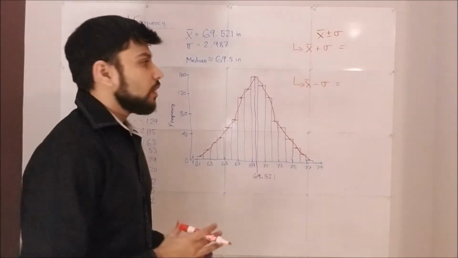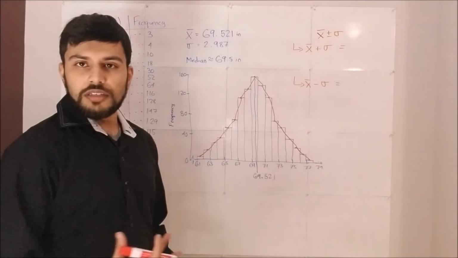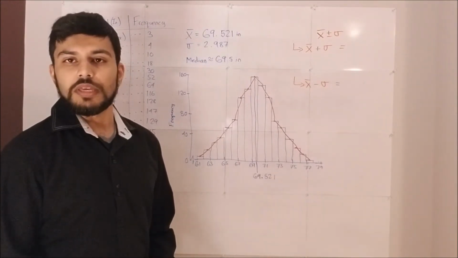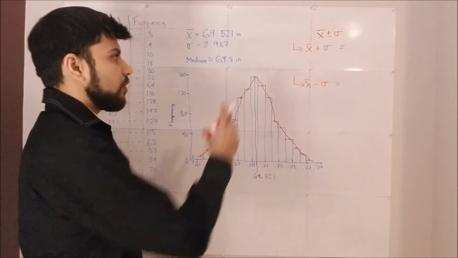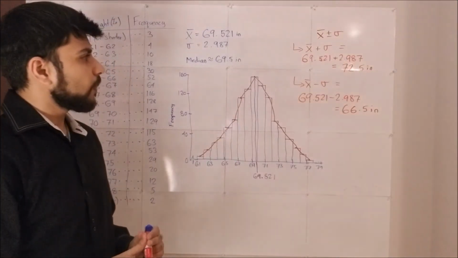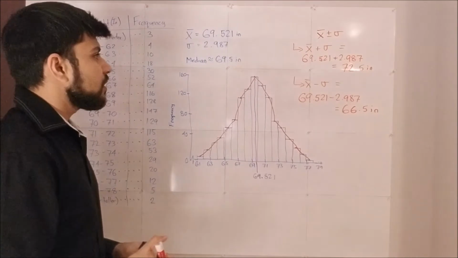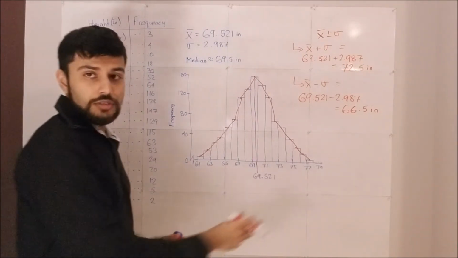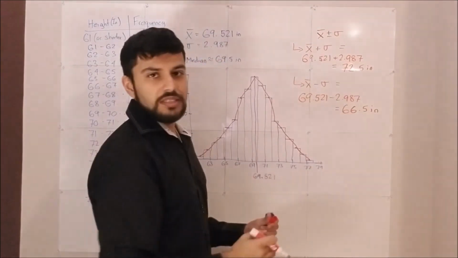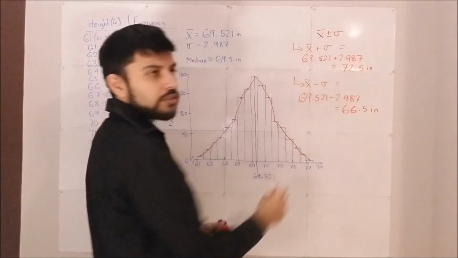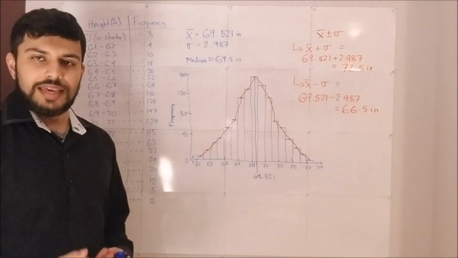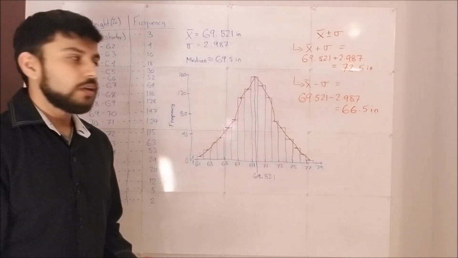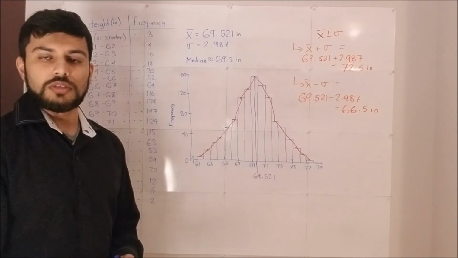All right, so to calculate this, we're going to do 2 calculations. One of them is going to be our mean plus our standard deviation. One's going to be our mean minus our standard deviation. So we're going to do that by the top. Okay, and what we've determined is that within the range of 66.5 inches and 72.5 inches, 68% of the people coming to this snowboarding hill are going to fall within those heights.